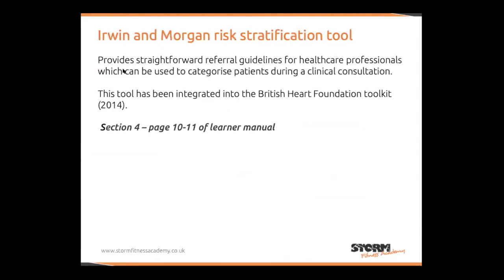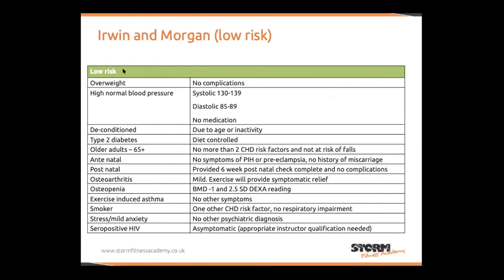So, the Irwin Risk Stratification Tool, there's one in your manual. In section 4, you've got page 10 to 11. There's a few examples of one, but probably the most recent up-to-date one is the 2014 one, and I'll go through it with you now. It's basically getting a client and just seeing where they fit based on their risk factors. So if you've got a client that's overweight, but there's no complications other than that, then that's low risk. You don't need to worry about that.